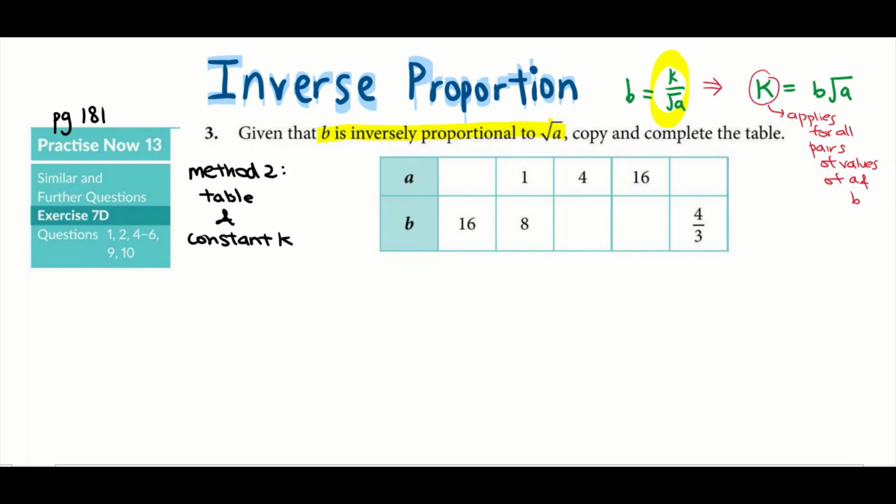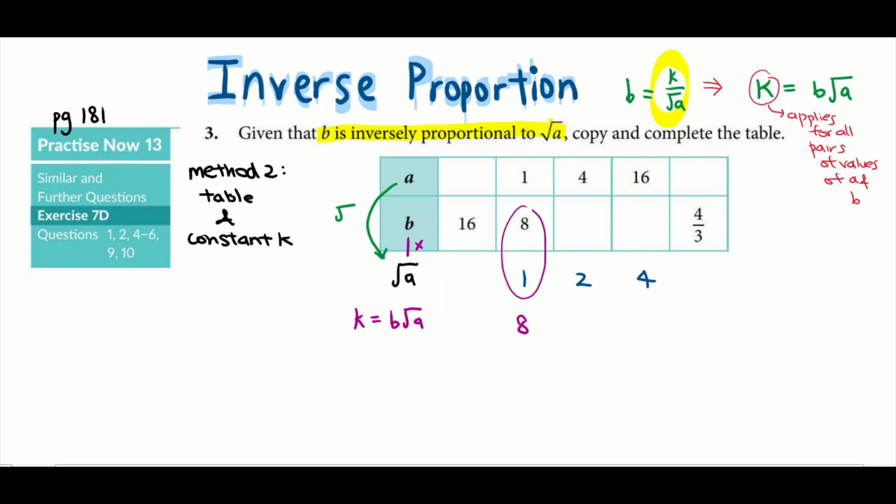So since b is compared to root a, I'm going to make a new row with root a and find root a individually. So how I get 1, 2, and 4 is because from a, I will do a square root. And now on to find constant k. I know my k equals to b times root a, so I'm just gonna multiply my row of b versus row of root a. This one pair of values will allow me to get my constant k.